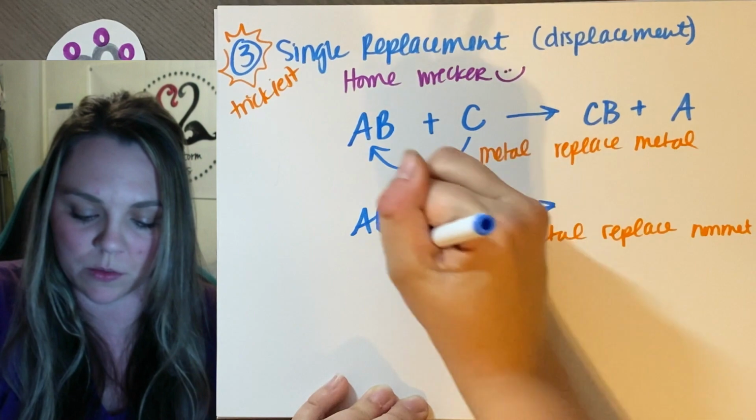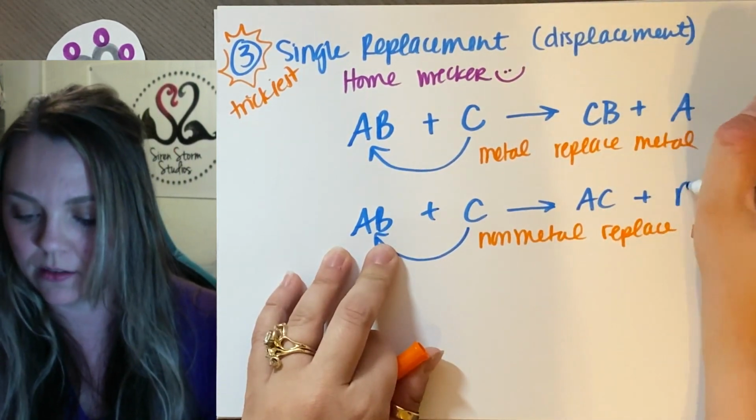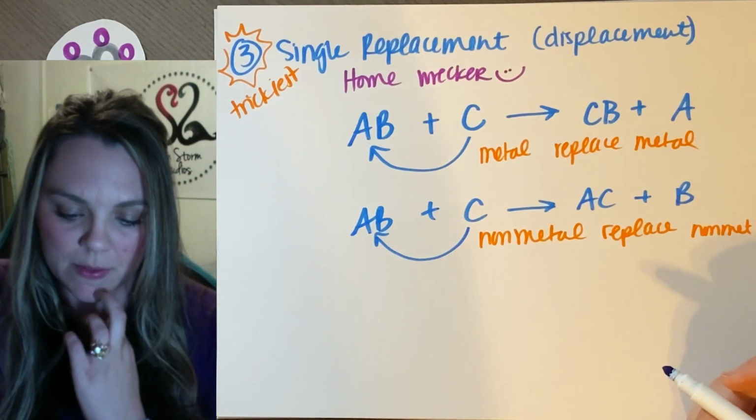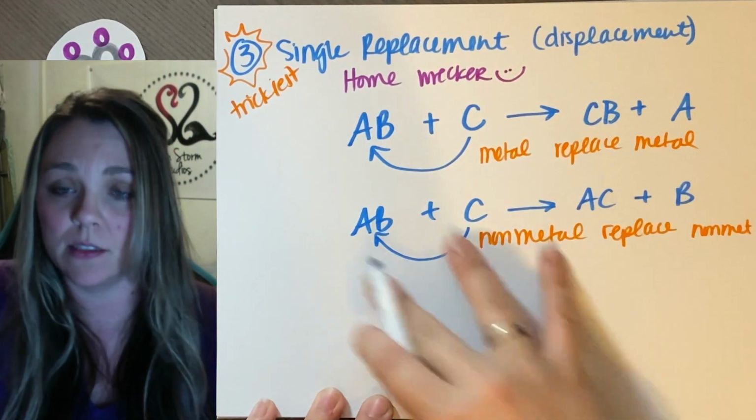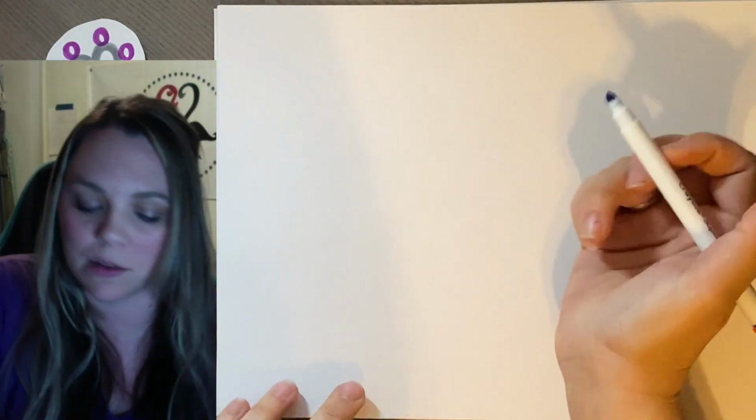Okay, so this C would swoop in and kick B out of the way then. So this will be A bonded to C, and now B is all by its lonesome, okay? If these hypothetical A's, B's, and C's don't make sense, let's actually look at some real examples that I wrote down.